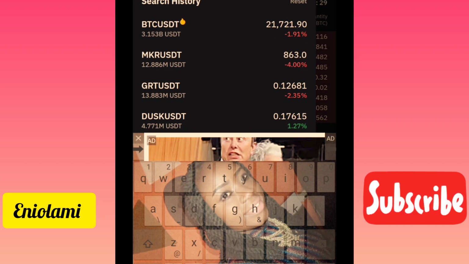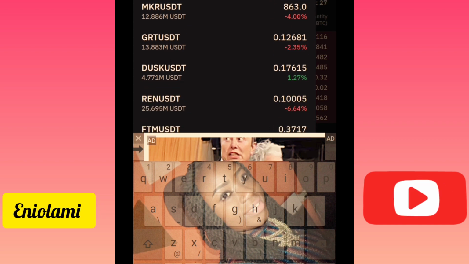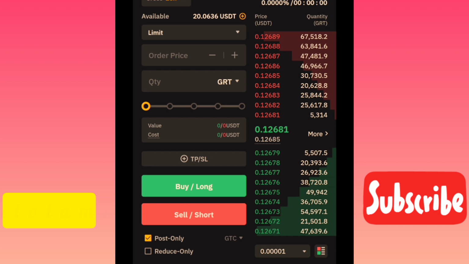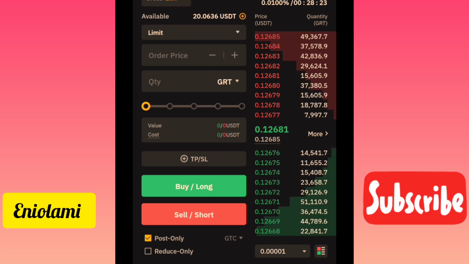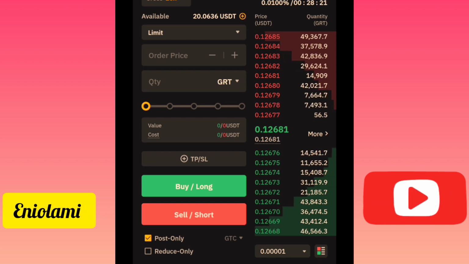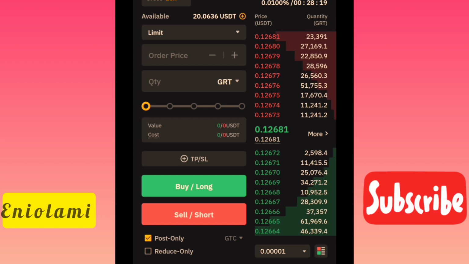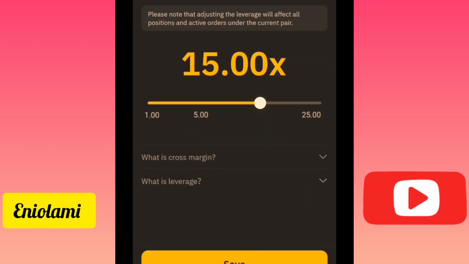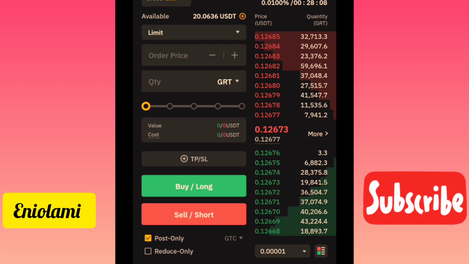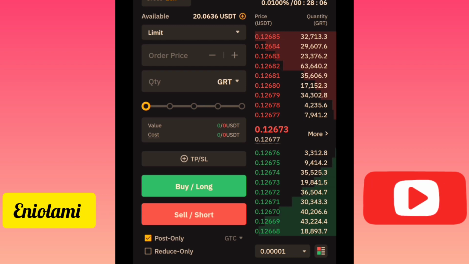But I have some coins I have traded, so let me check for this GTR and let's see what leverage it has. So this is the GTR USDT pair. Once I click on this cross 15x, you see, this has a maximum of 25x leverage. So leverage on each asset differs. And now, how do you calculate your leverage? How do you know your leverage practically?